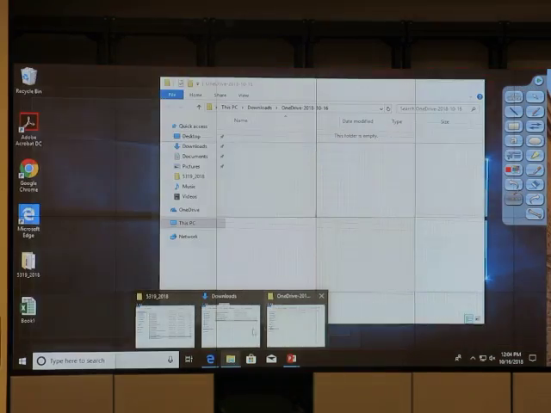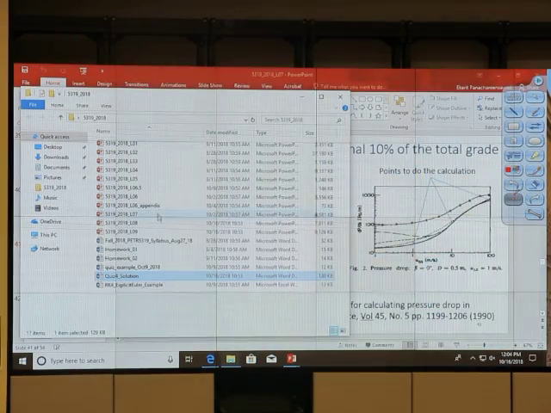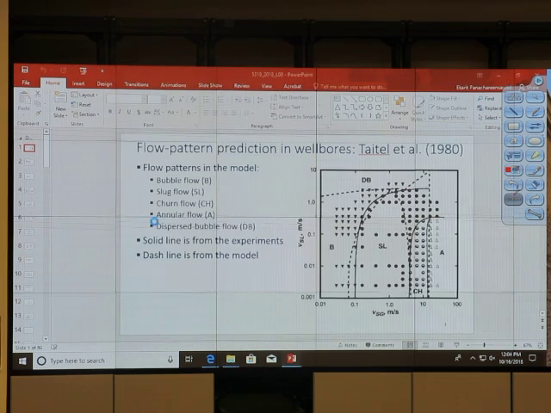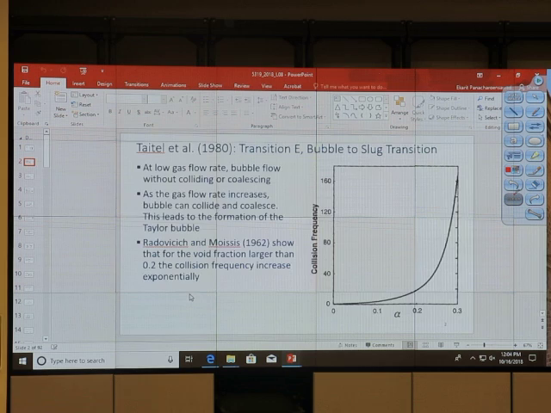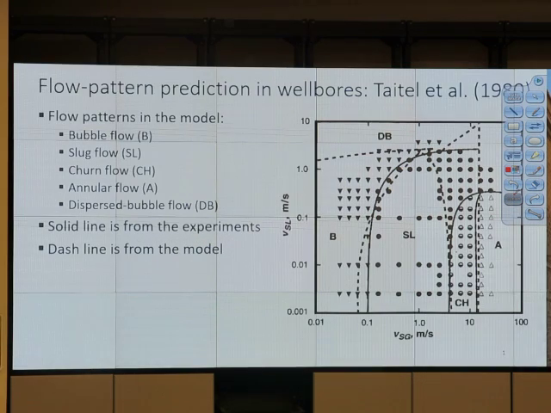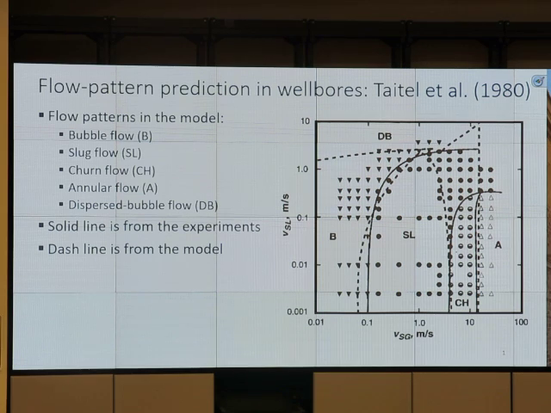Okay, next part. Let's move on to the vertical flow. This is vertical flow. In vertical flow, let's do this for 10 minutes and then we do something else. But for vertical flow, we have a similar approach. We have to find the flow pattern. After we find the flow pattern, then we calculate pressure drop in each flow pattern.